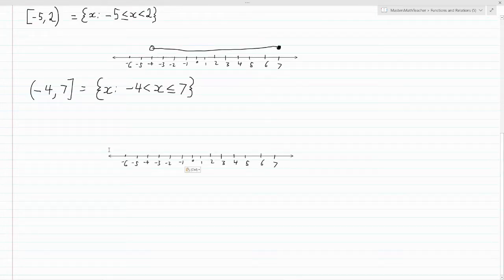Pause the video and see if you can work this one out yourselves to start with. I'm going to go from there to there. That's at 1. Give it a moment, think about it, see if you can write it down.